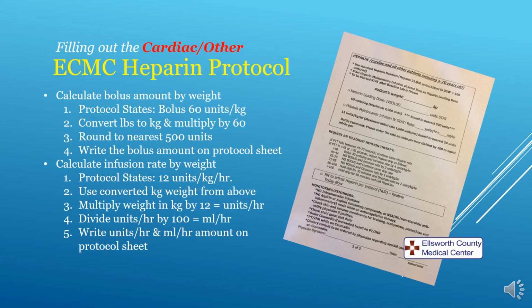Next, calculate the maintenance infusion rate by the patient's weight in kilograms. For the cardiac protocol, they want 12 units per kilogram per hour. Use the converted to kilogram weight from the bolus calculation and multiply it by 12. The result will be your units per hour. Take the units per hour and divide by 100 to equal your milliliters per hour. Write both of these results on the protocol sheet.